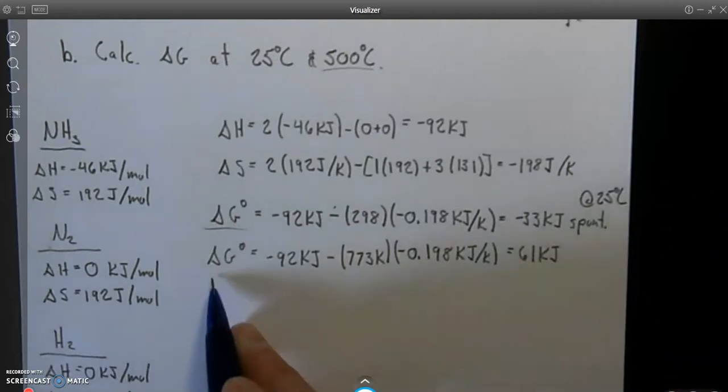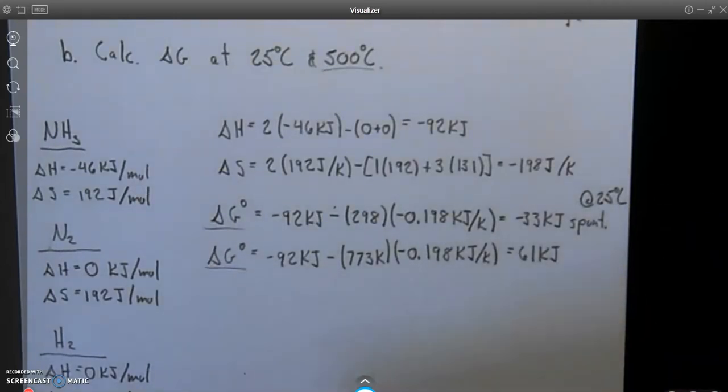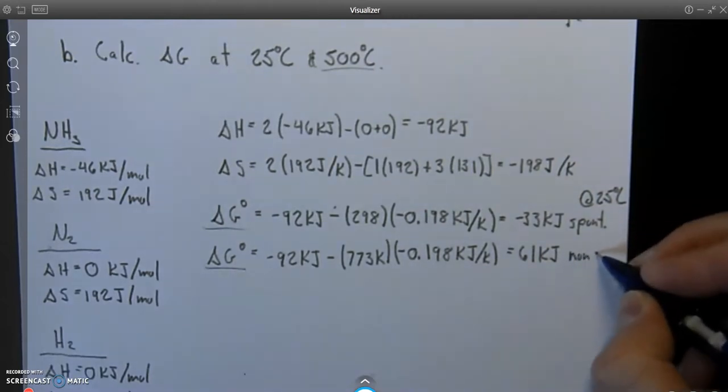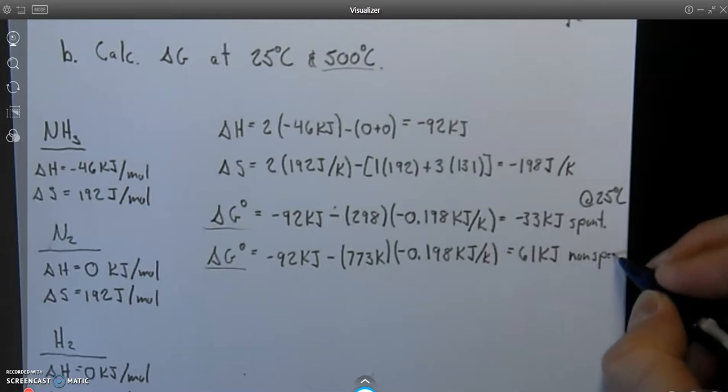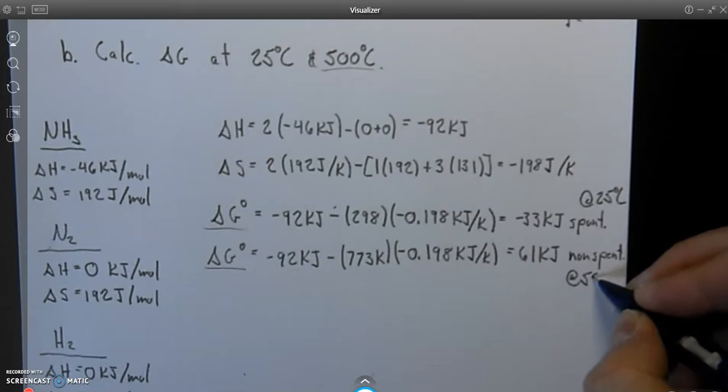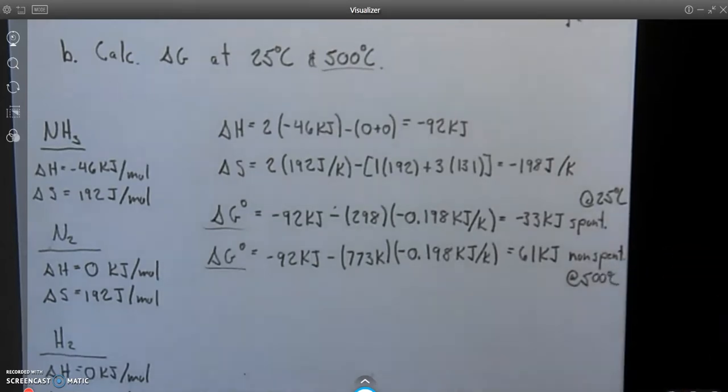And if we're looking at delta G, the fact that this comes out to a positive value tells us that it is non-spontaneous. And again, this is at 500 degrees Celsius. So interesting, seeing how the temperature will change the spontaneity of a reaction. At 500 degrees Celsius, it is non-spontaneous.